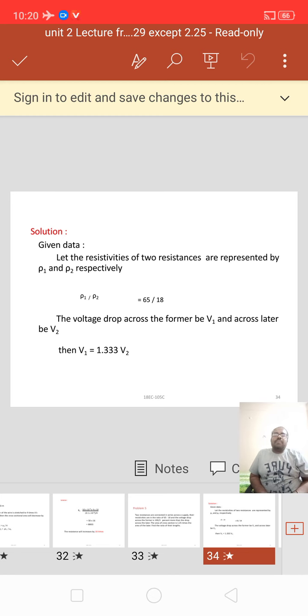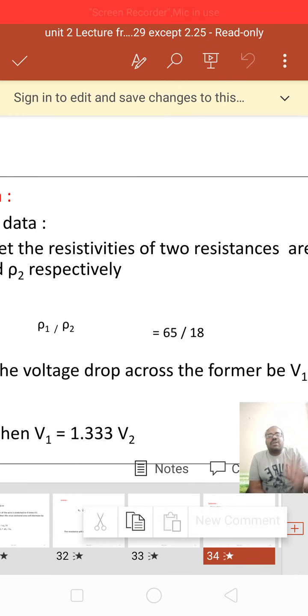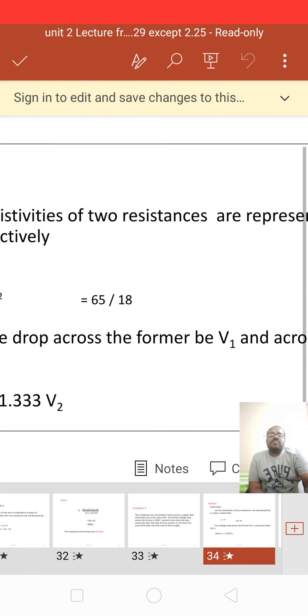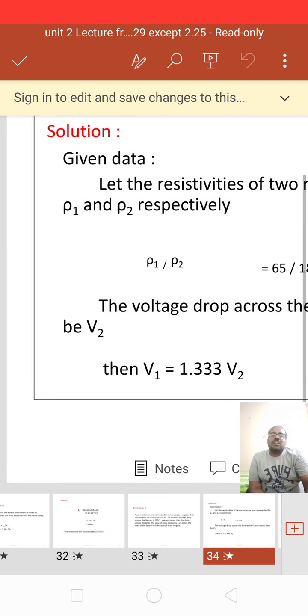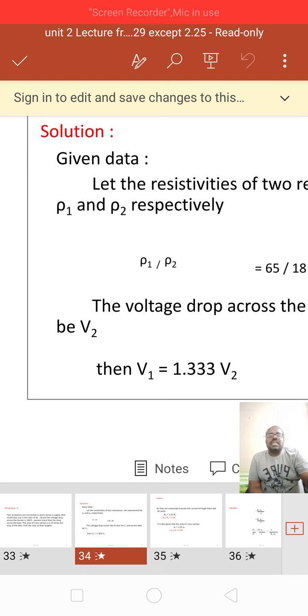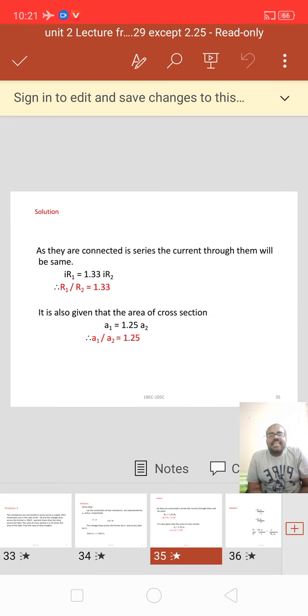It is a difficult problem which is asked in EAMCET as well as in your exams also. Here the given data is: let the resistivities of the two resistances be represented by rho 1 and rho 2 respectively. Rho 1 by rho 2 equal to 65 by 18. The voltage drop across the former be V1 and across the other be V2. Then V1 equal to 1.333 V2. As they are connected in series, the current through them will be the same.